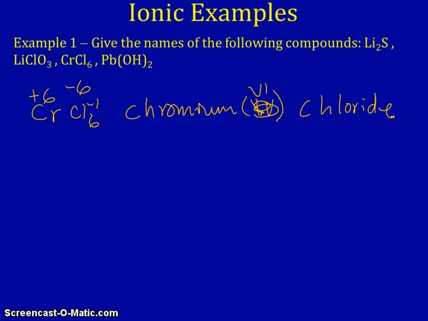Thinking in similar terms, hydroxides are -1, since lead is an exception and must follow transition metal rules. If we're looking at this, we have 2 OH minuses, so lead must be +2, so we would have lead in parentheses 2 hydroxide.